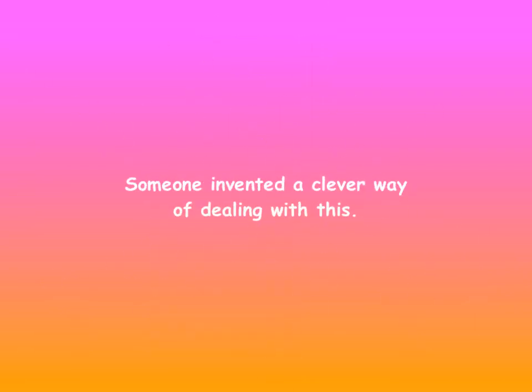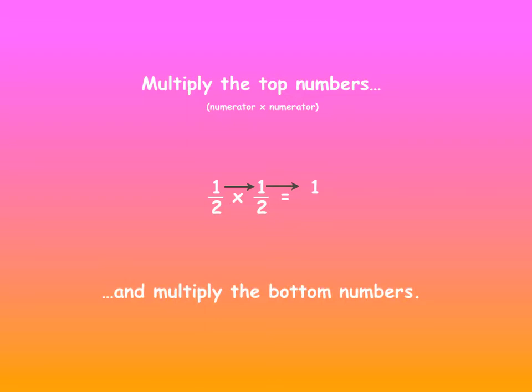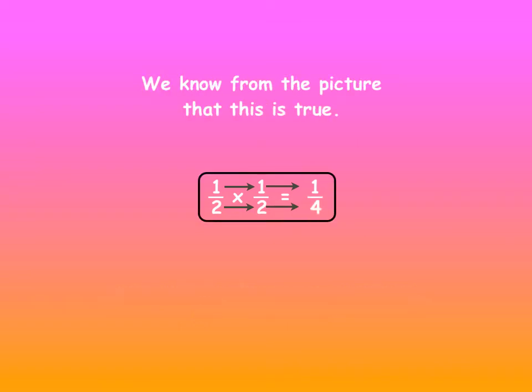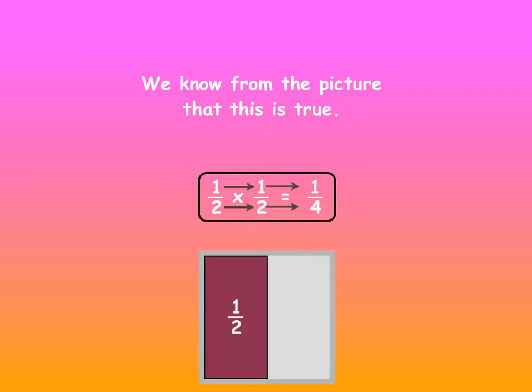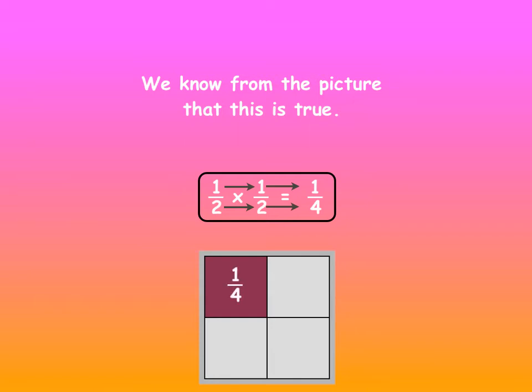Someone invented a clever way of dealing with this. You multiply the top numbers, that's the numerator times the numerator, so 1 times 1 is 1. And then you multiply the bottom numbers, that's the denominator times the denominator. That's 2 times 2 gives you 4. And we know from the picture that this is true. 1/2 times 1/2, or 1/2 of 1/2, is definitely 1/4.